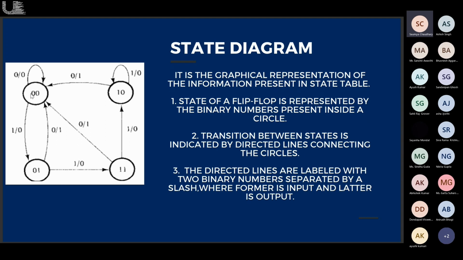So for example, if the state is 0, 0, we give input 0, the output will be 0, and the next state of the system will be 0, 0. If we give input 1, the next state will be 0, 1, and the output will be 0. Similarly for this one, if we give the input 1, the next state of the system will be 1, 0, and the output will be 0. And if we give the input 0, the output will be 1, and the next state of the system will be 0, 0. So yeah, we can see it like that.